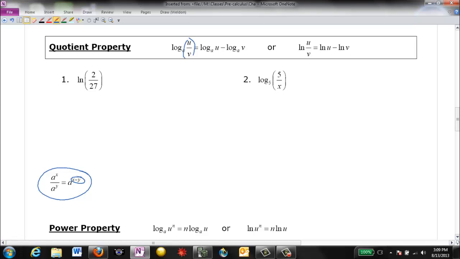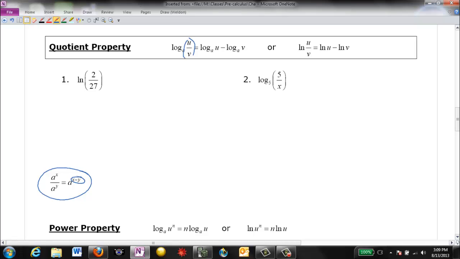So you can remember the logarithm properties the same way that you did with the exponential properties that you learned back in Algebra 2. Okay, so let's take a look at an example here. Natural log of 2 divided by 27. So the 2 over 27, that entire number is inside of the natural log.